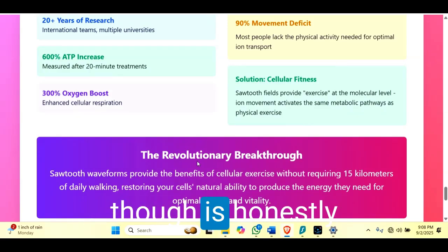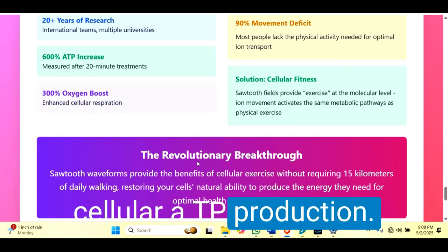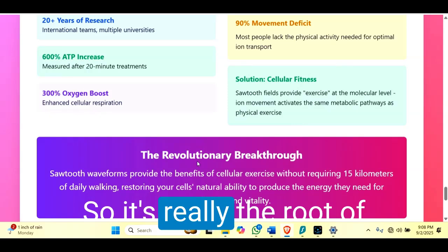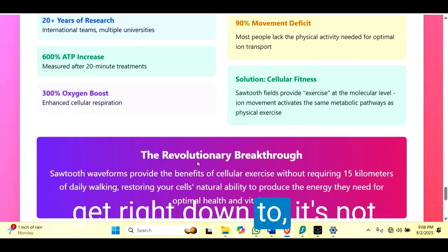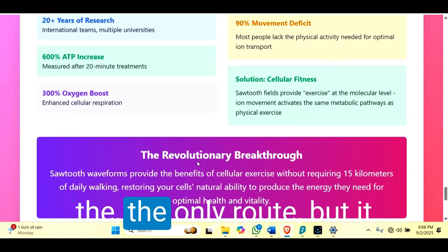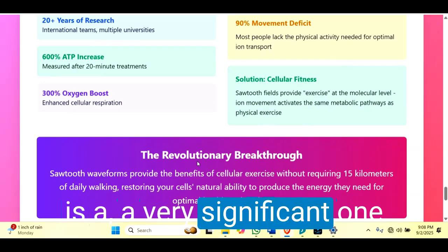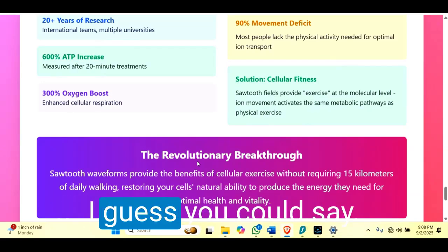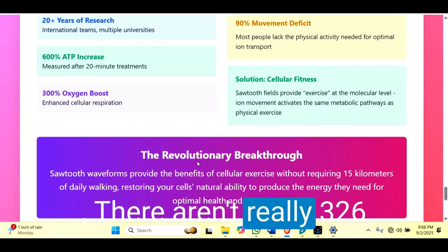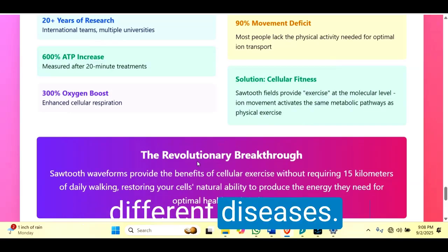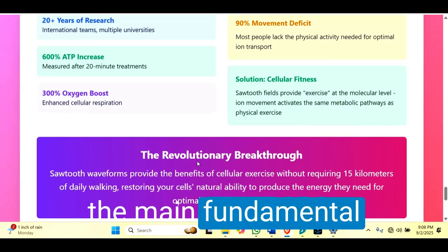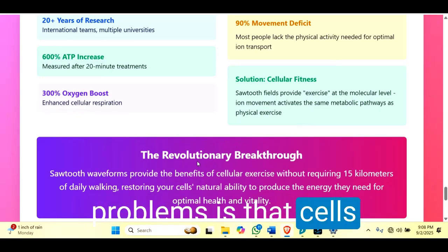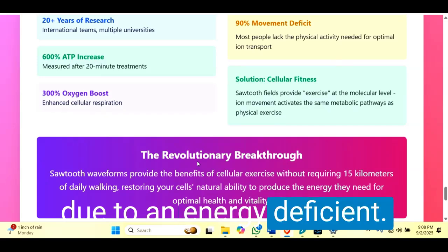What's more exciting, though, is honestly when you restore proper cellular ATP production. It's really the root of chronic disease when you get right down to it. It's not the only root, but it is a very significant one that affects the other roots, I guess you could say. There aren't really 326 different diseases. One of the main fundamental problems is that cells become dysfunctional due to an energy deficit.